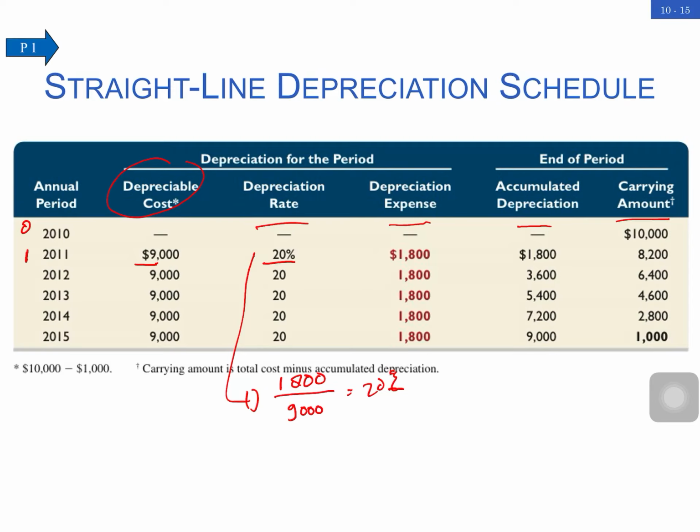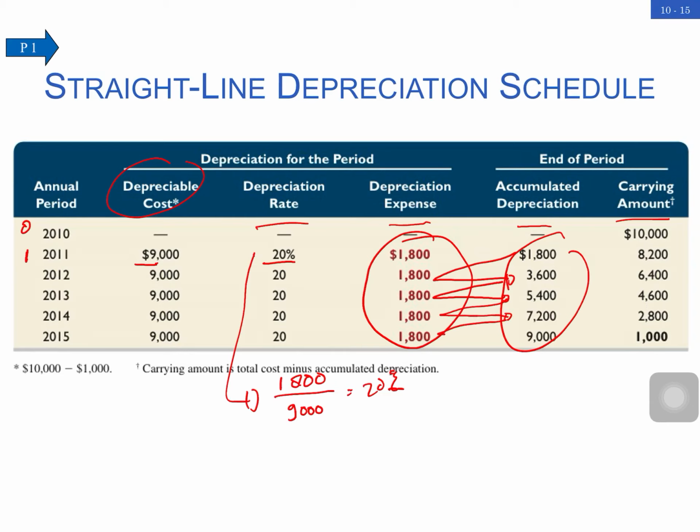The depreciation expense is always the same, and this is the accumulated depreciation: 1,800 plus this one, you get this one, and then 3,600 plus this one, you get this one, and so on. And then the carrying amount at year 0 is full, 10,000, and at the end of year 5, the carrying amount will be 1,000, which is the residual value.